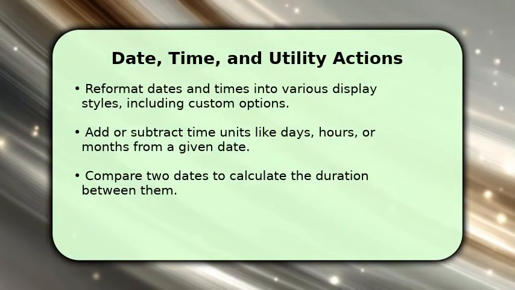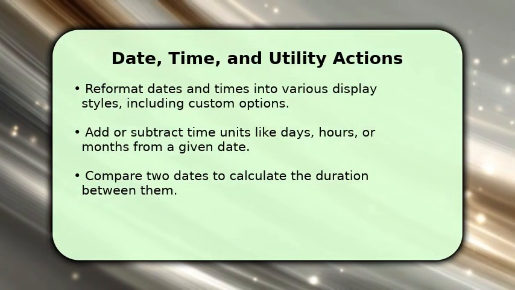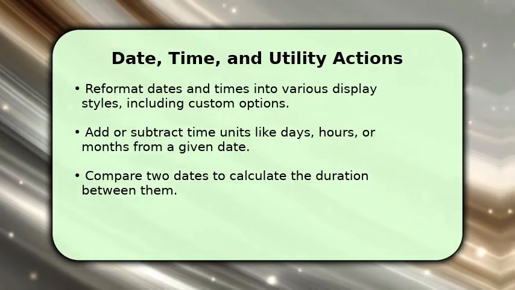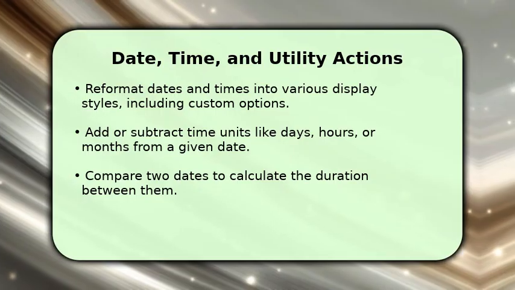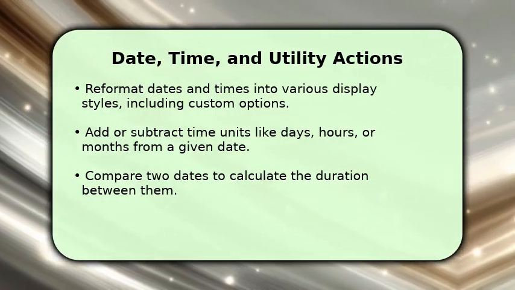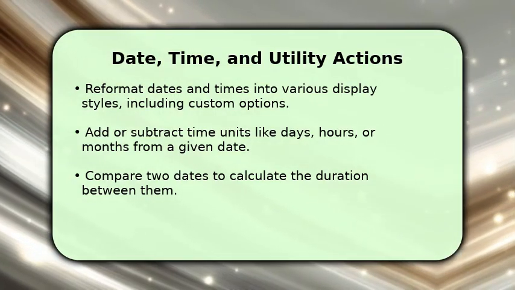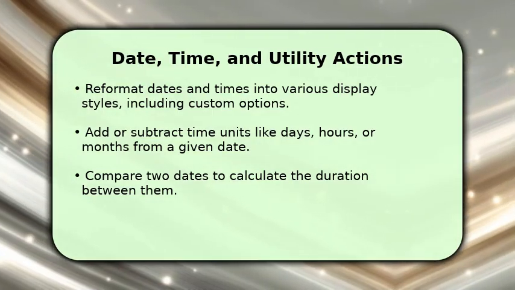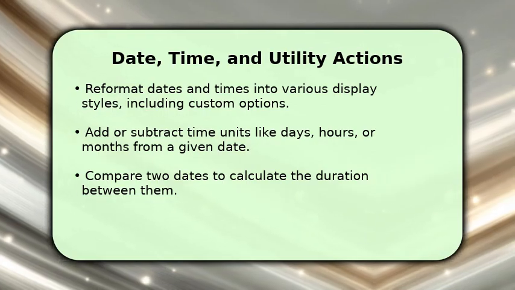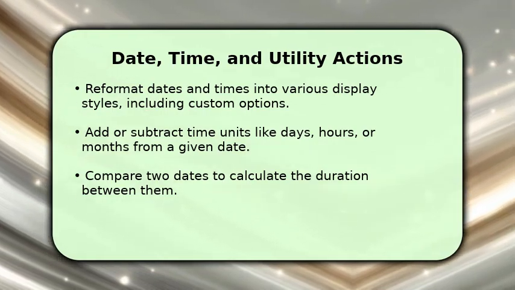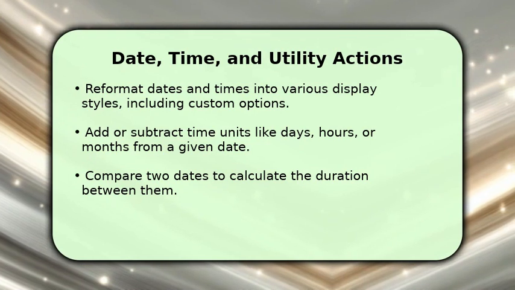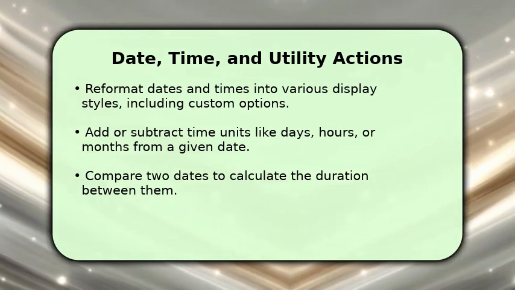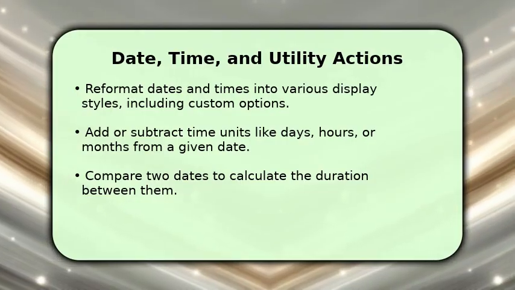Formatter also excels with date and time data. You can reformat dates into any style you need, from a simple month, day, year format to a detailed timestamp. Need to schedule a follow-up? Easily add or subtract days, hours, or months from an existing date. You can even compare 2 dates to find the duration between them, perhaps for tracking project timelines. Beyond these, utility functions offer advanced options like creating lookup tables or extracting specific data patterns.